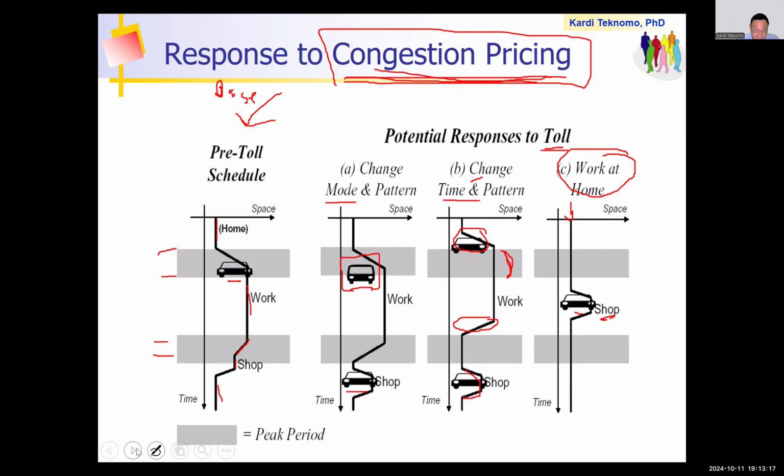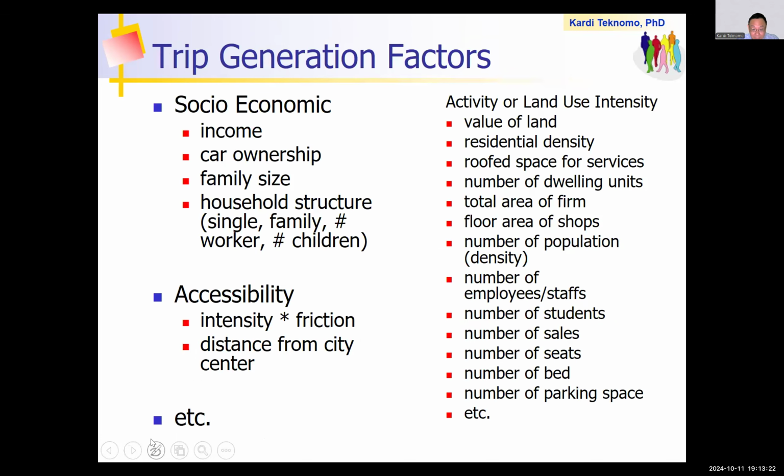Now, if you want to include a model of trip chain, here is an example of the input. You will go to the socio-economic factors. In this case, you include the income: how much is their income? Do they own a car? How many family members? Family size. Are they single? Do they have a family? How many people work in the family? How many children? This is called household structure.